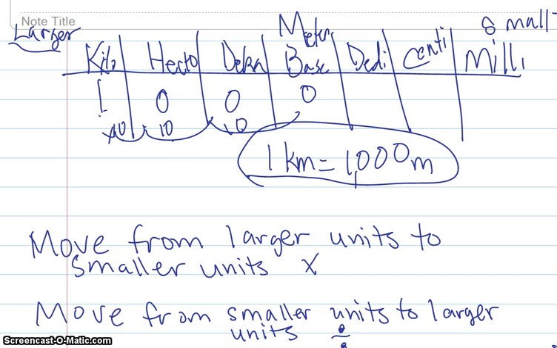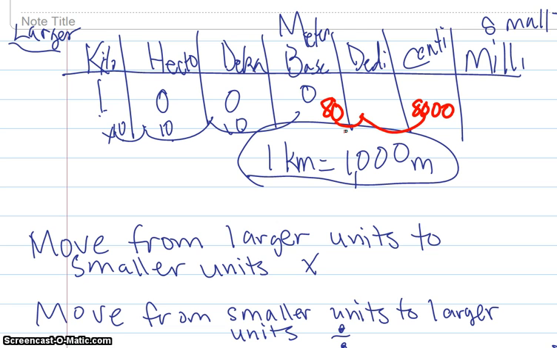Now let's look at it going in the other direction. We have 80 meters and we want to go to centimeters. So I'm going to multiply by 10 and multiply by 10 again. So 80 times 10 is 800, 800 times 10 is 8,000.